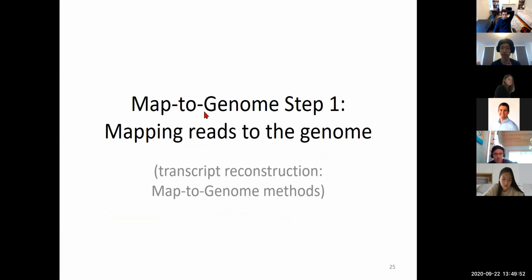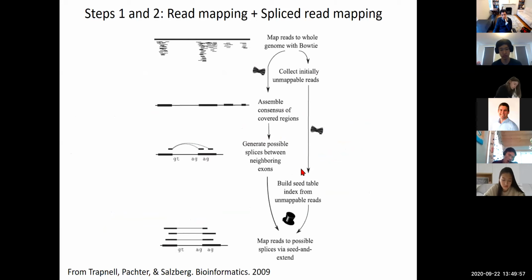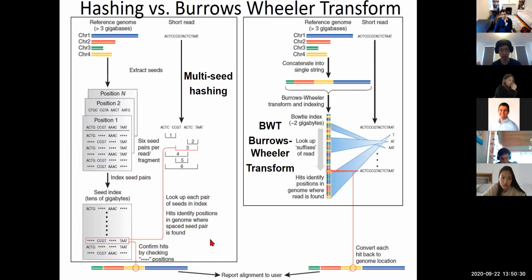And let's look in a little more detail at step one, mapping the reads to the genome. So this is the map-to-genome method. The whole idea is that you're going to be mapping the reads to the whole genome with Bowtie. You're going to be assembling the consensus of the covered regions, and then you're going to be generating possible splice sites between neighboring exons. And then you're going to collect all of the initially unmappable reads, and then build a seed table from those unmappable reads, and then map the reads to the possible splices via seed and extend of each of the reads based on that.